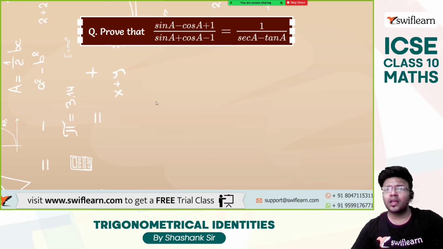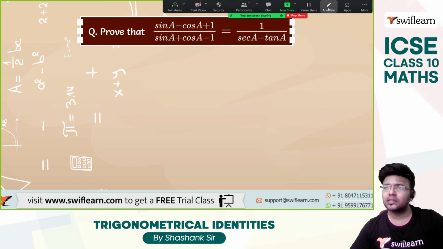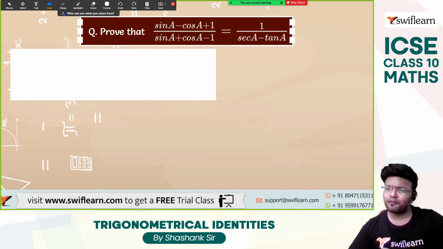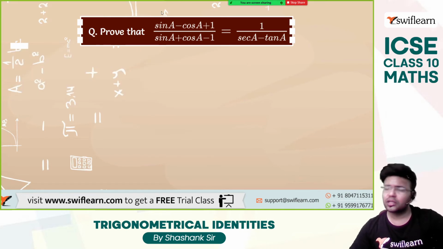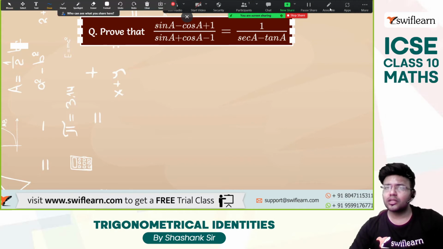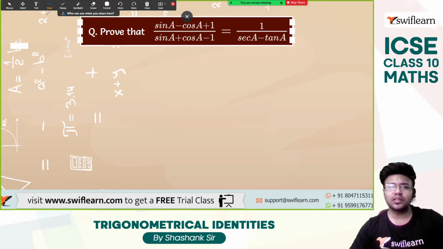Now prove this: sin A minus cos A plus 1, divided by this. We have already solved this in the previous class. Yes, let me show you how to solve this. There are various methods to solve this. The solution is not given, so it is up to us now to solve this. Let me show you how this is done.